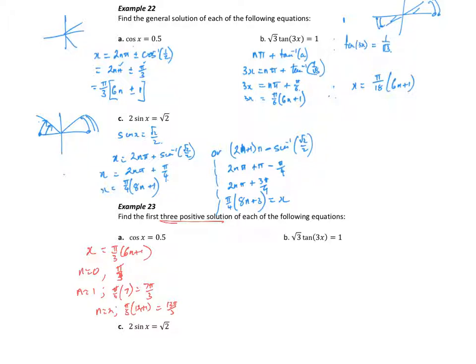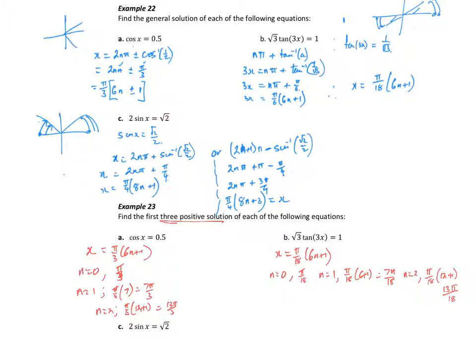For B, x was equal to pi on 18 times 6n plus 1. So if I again put n equal to 0, I get 0 plus 1, so I get pi on 18. If I put n equal to 1, I get pi on 18 times 6 plus 1, which is equal to 7 pi on 18. And then if I put n equal to 2, I get pi on 18 times 12 plus 1, which is 13 pi on 18.